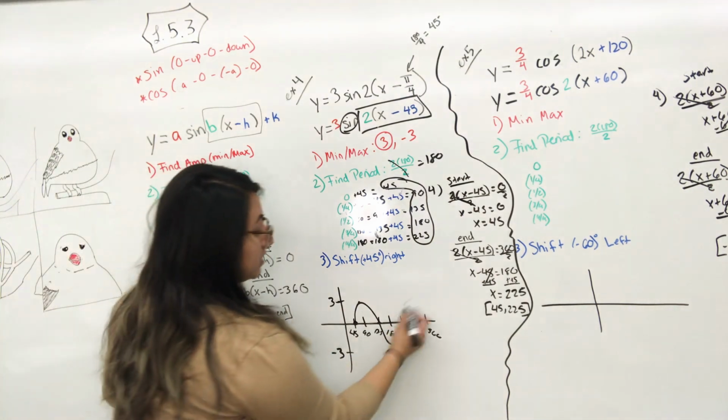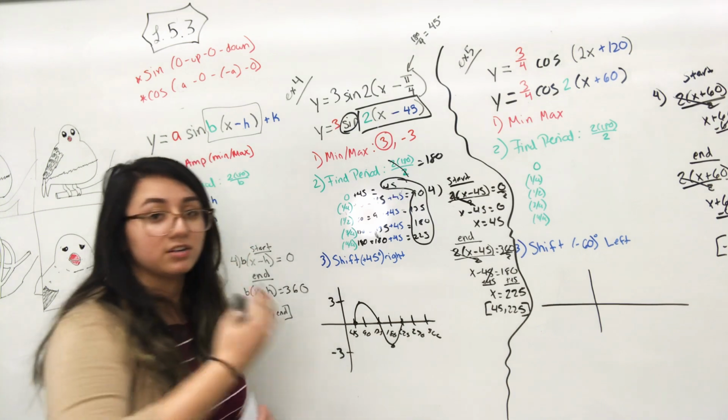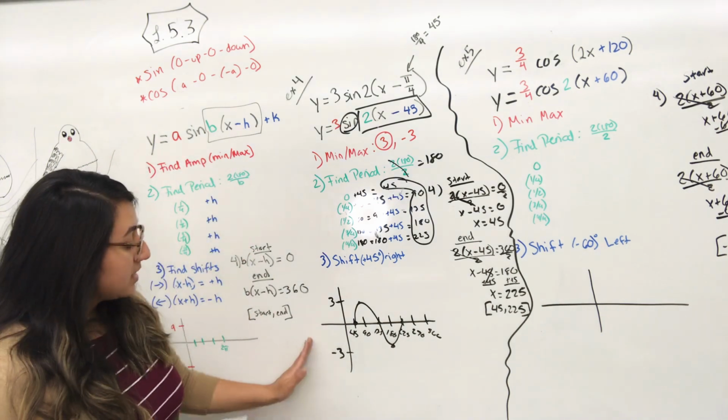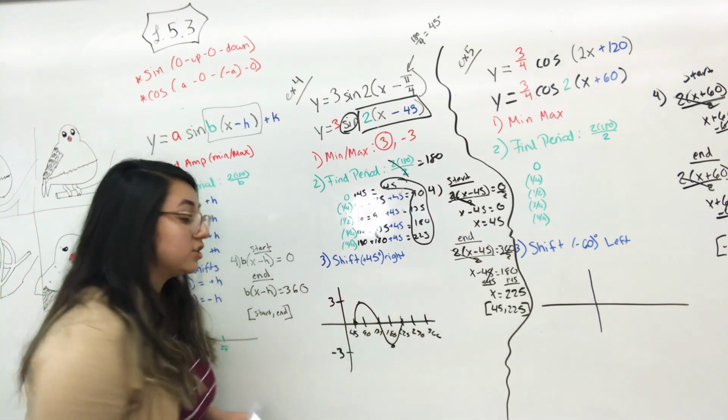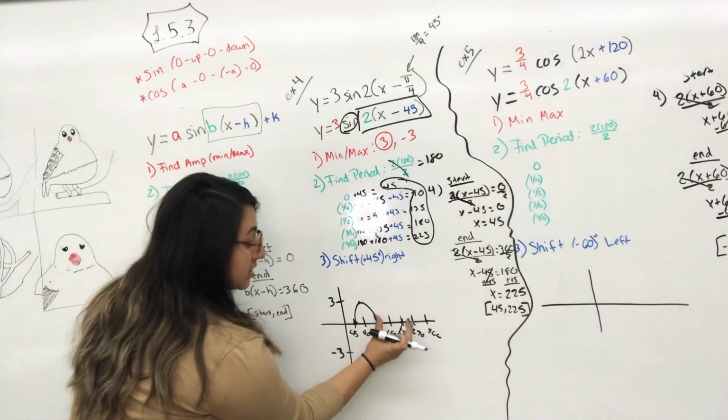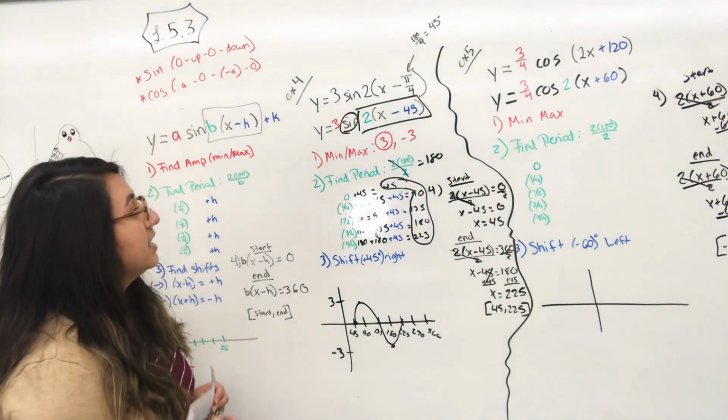We can keep on going because we notice there's a pattern. They're actually using all increments of 45 degrees. But in this case, this is good enough. This is showing you your wave graph is shifted 45 degrees to the right from the original graph.